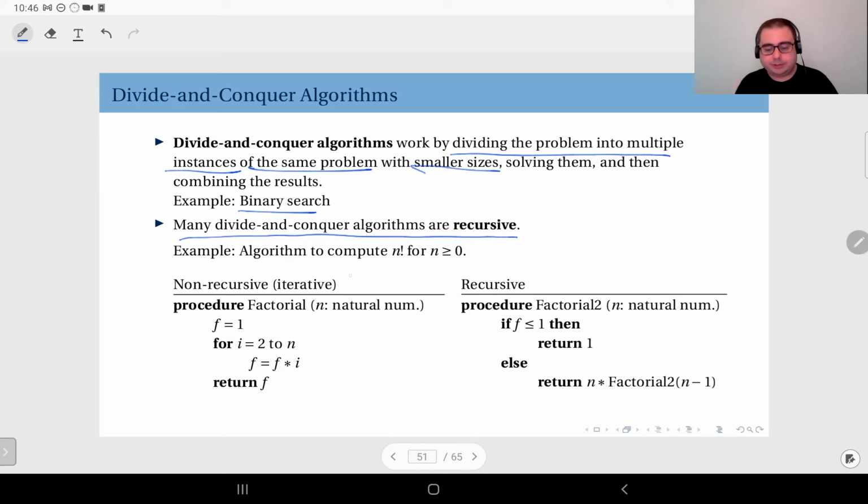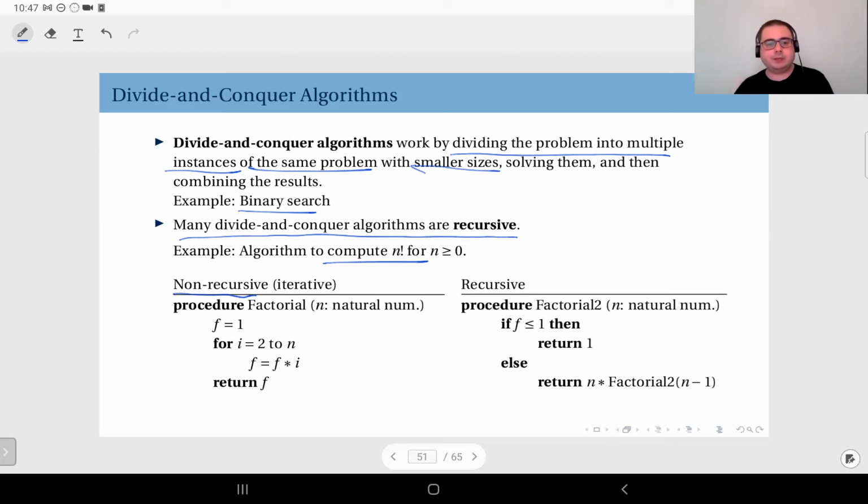Here's an example, a very typical example for recursive functions. Compute the factorial of a number, an integer that is greater than or equal to 0. Of course, you can do this in an iterative manner, which we call the non-recursive way, or we can also do it in a recursive way. So let's see how we can do this.